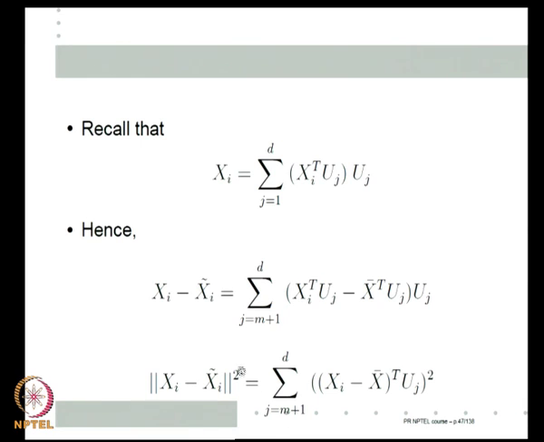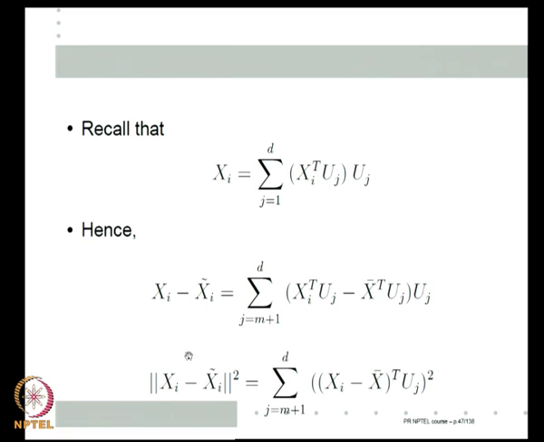So, the norm square of the error will be what? Once again, because uj's are an orthogonal basis, uj's are orthogonal vectors. If I take the norm of this, that will be simply equal to the sum of squares of this, because uj's are orthonormal vectors. So, that will be xi transpose uj minus x bar transpose uj whole square, which I can always write as xi minus x bar whole transpose uj whole square. So, for a given i, the square of the error, xi minus xi tilde norm square, is the sum over j equal to m plus 1 to d of xi minus x bar whole transpose uj whole square.